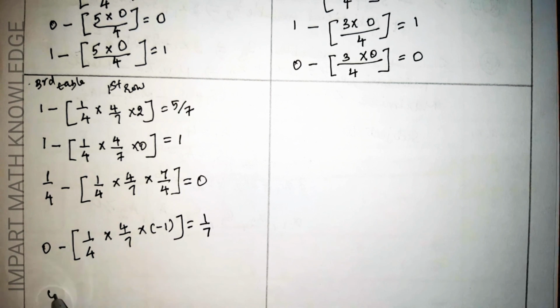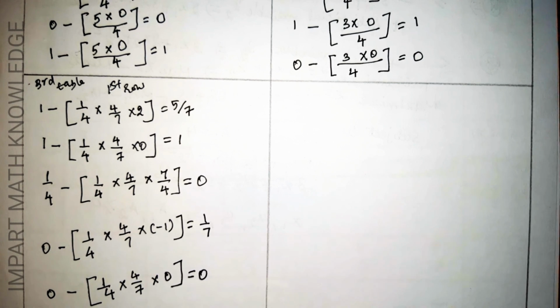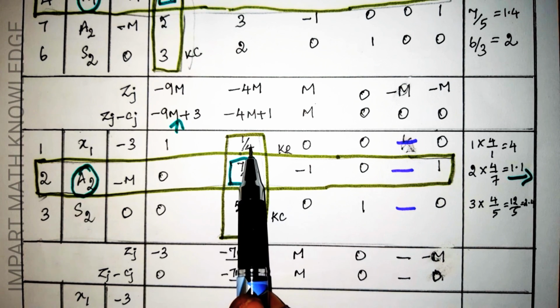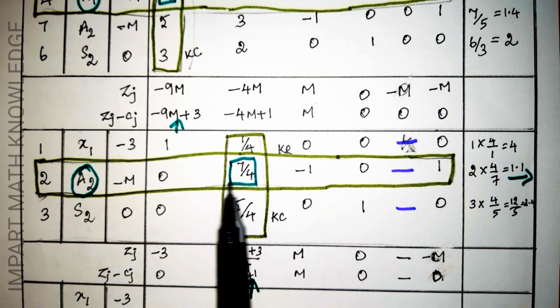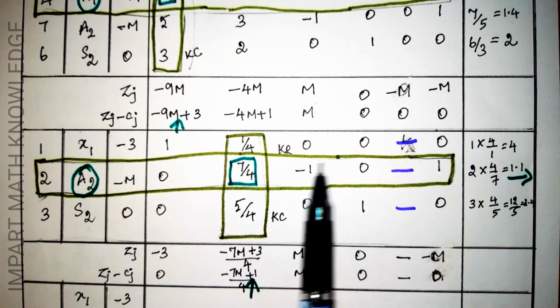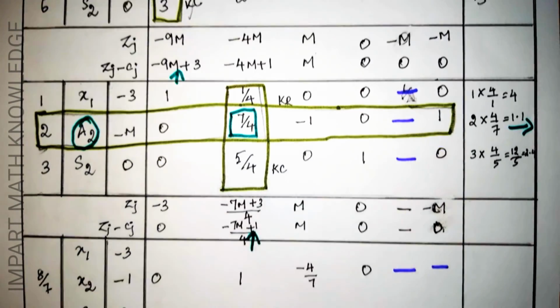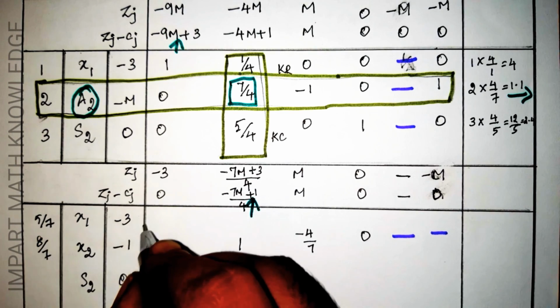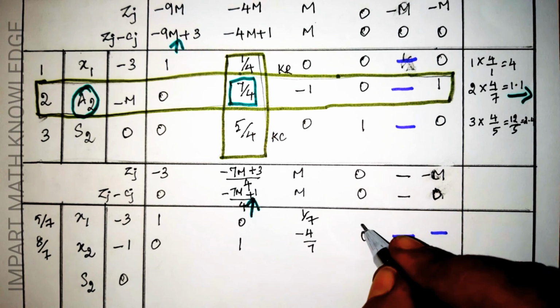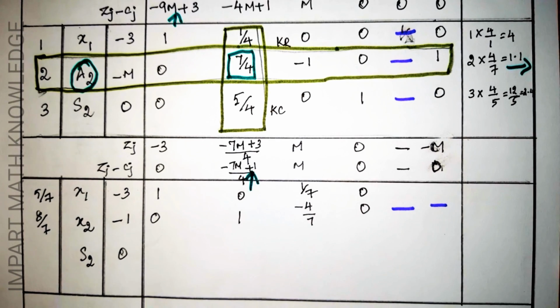The next value is 0 minus old value 1 by 4. Key value is 4 by 7 and key row value is 0. So the value is 0. Old value is 1. Key column value is 1 by 4, key row value is 2 and key value is 7 by 4. Similarly, you have to do for all the other values. Let me write the values. 5 by 7, 1, 0, 1 by 7, 0. Now we move on to the third row.